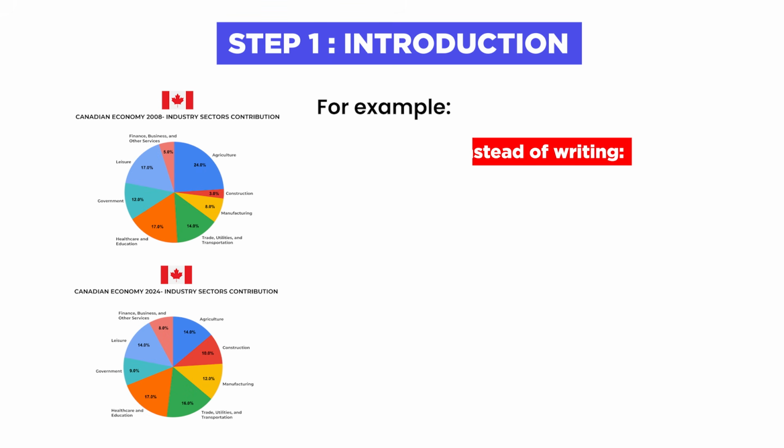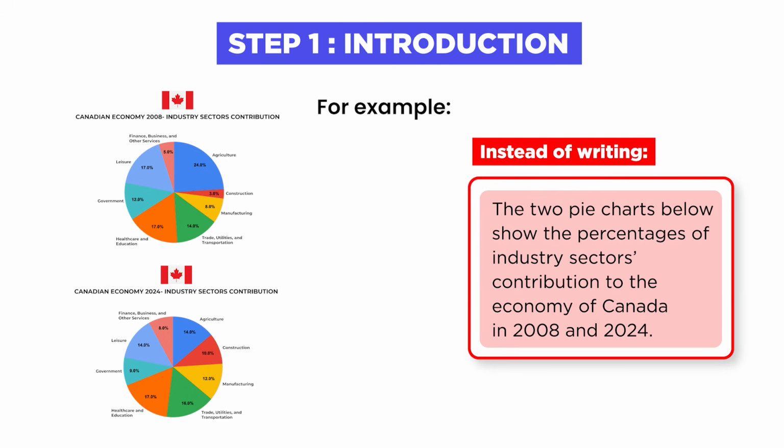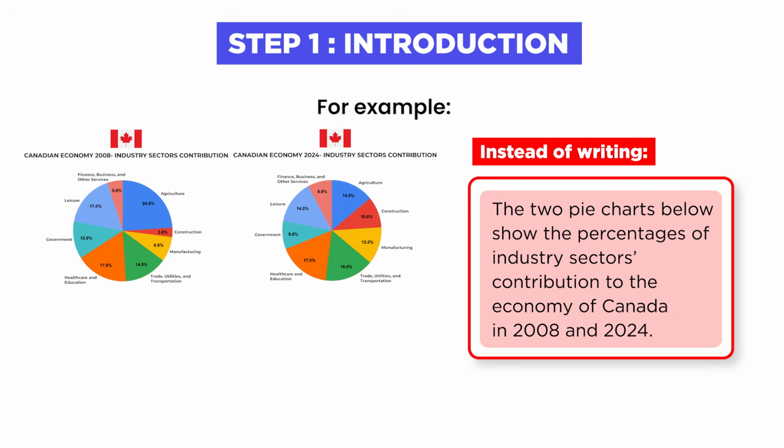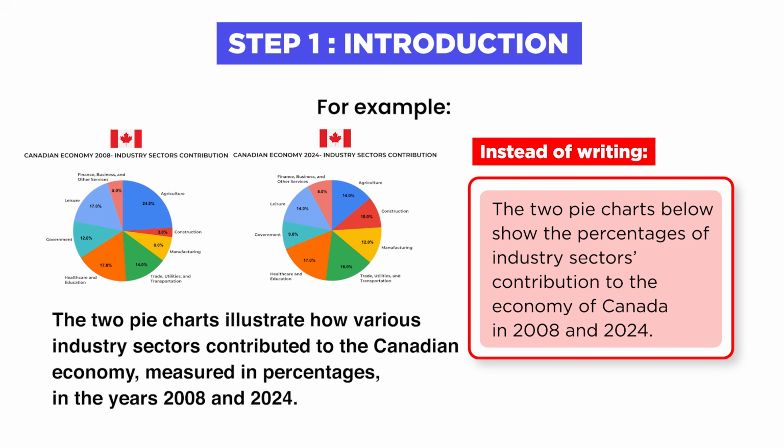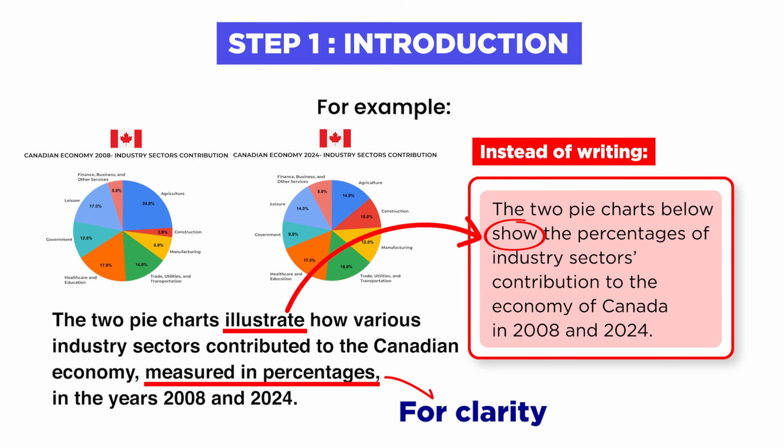For example, instead of writing, the two pie charts below show the percentages of industry sectors' contribution to the economy of Canada in 2008 and 2024, you could say, the two pie charts illustrate how various industry sectors contributed to the Canadian economy, measured in percentages in the years 2008 and 2024. By paraphrasing, you demonstrate a wide range of vocabulary, a key element of achieving a high band score. Notice that I used the word illustrate instead of show and added measured in percentages for clarity.